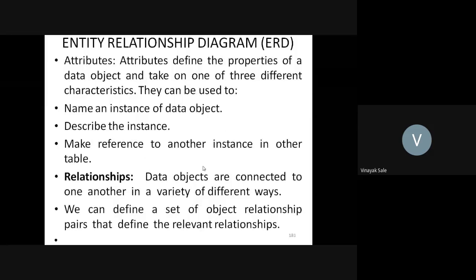So what are attributes? Attributes define the properties of a data object and take on one of three characteristics: name the instance of the data object, describe the instance, or make reference to another instance in another table. What is a relationship? Data objects are connected to one another in a variety of different ways. We can define a set of object relationship pairs that define the relevant relationships.